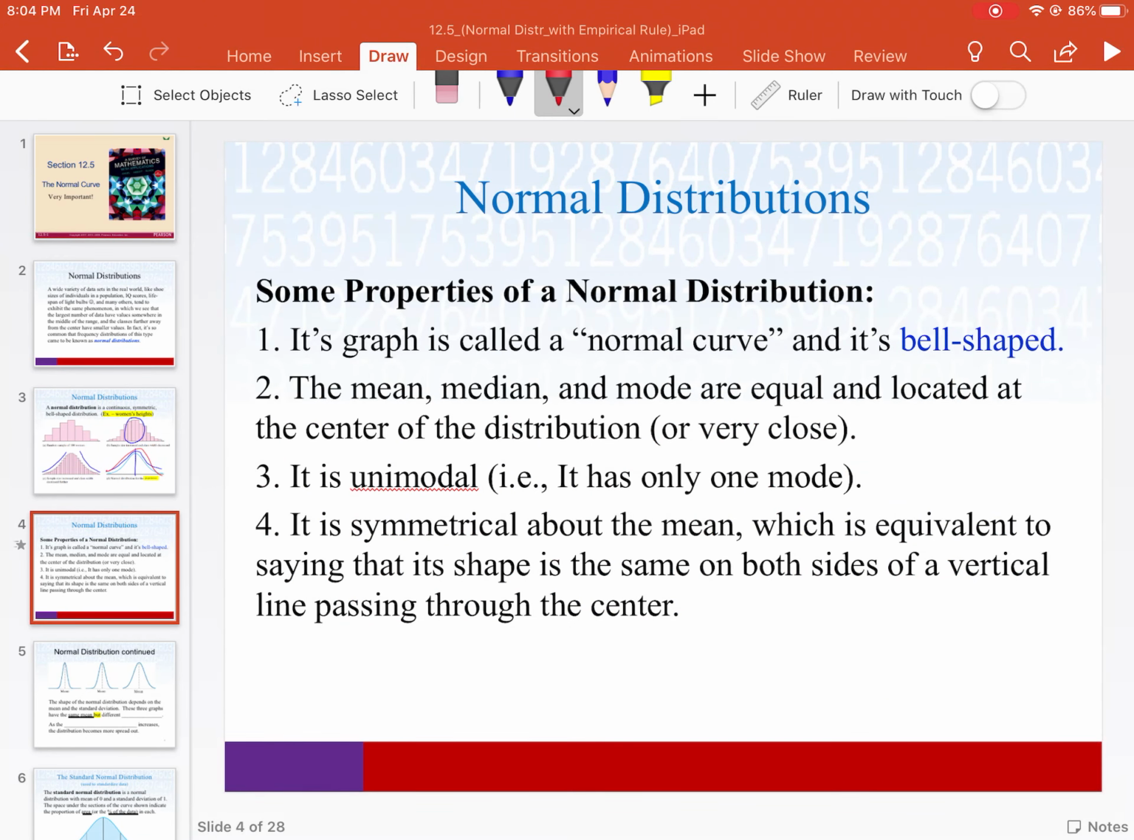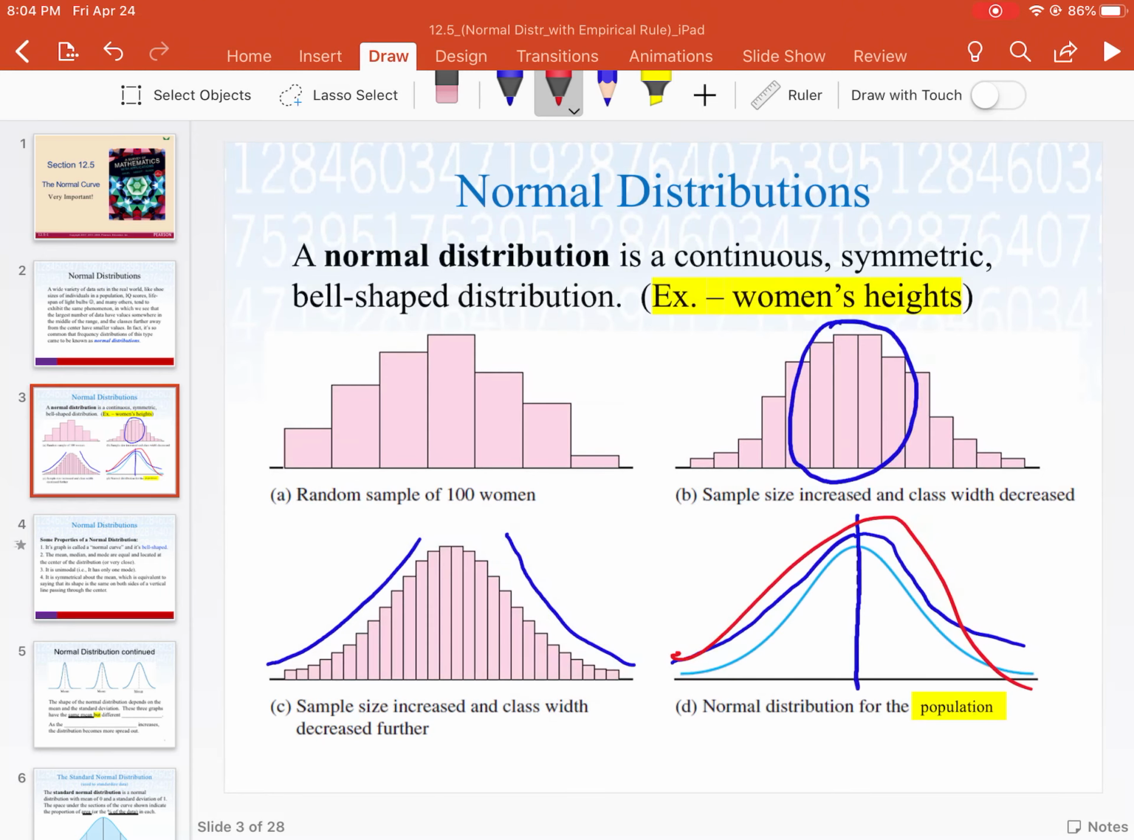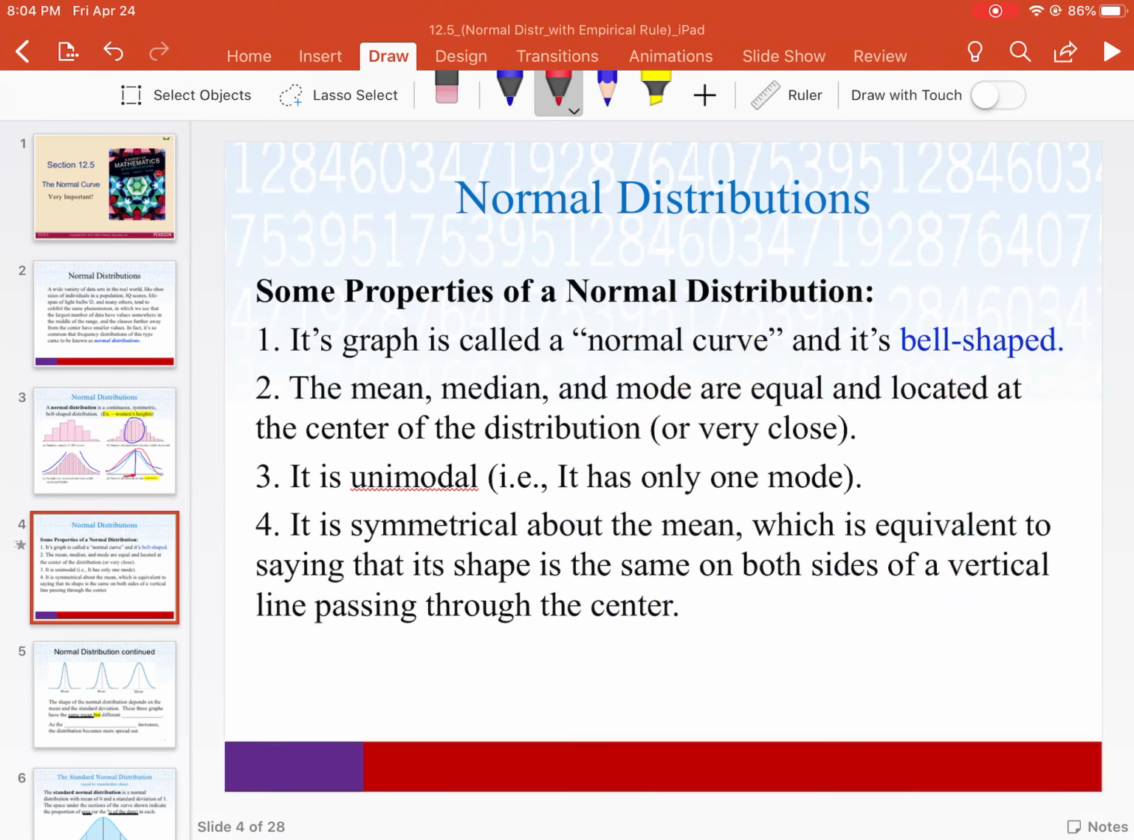This is interesting. Number 2, the mean, the median, and the mode are all located at the center of the distribution, or they're very, very close. They're either the same number or they're very, very close, meaning they're all located like right here. All 3 of them. Okay, pretty cool. It only has one mode, and it's symmetrical. It's balanced.